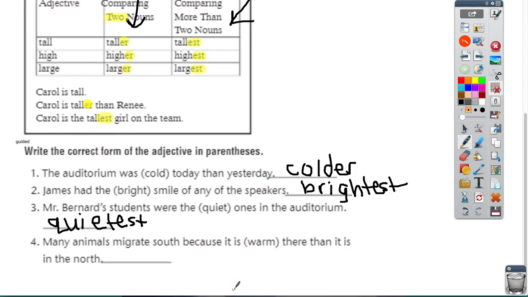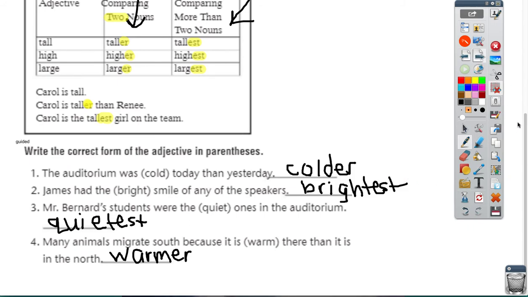Many animals migrate south because it is blank there than it is in the north. Ask yourself, how many things am I comparing? Oh yeah, the south and the north. That's only 2. So warm becomes warmer. Adding ER at the end. Great job, guys. If you have to pause the video here to help you with the next worksheet, go ahead and keep it here.